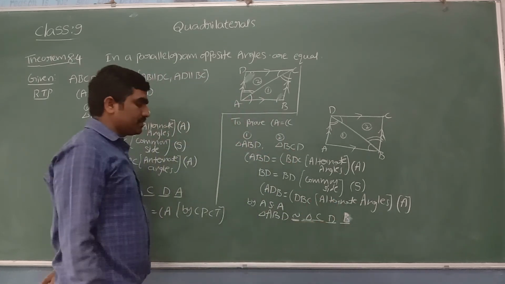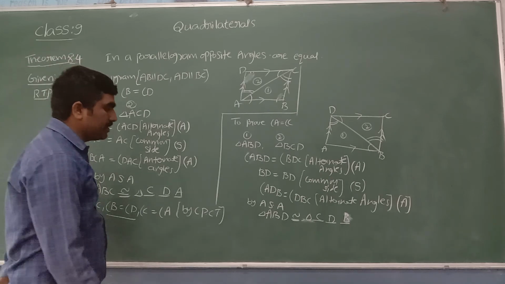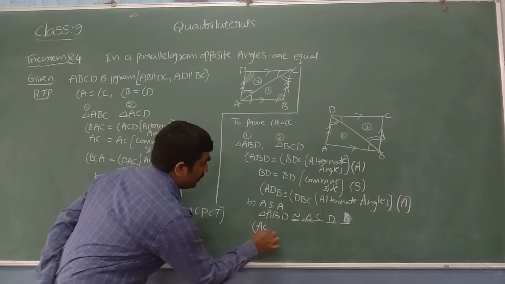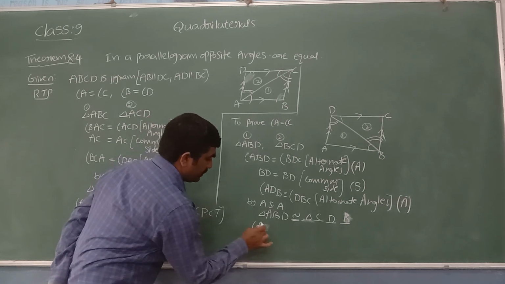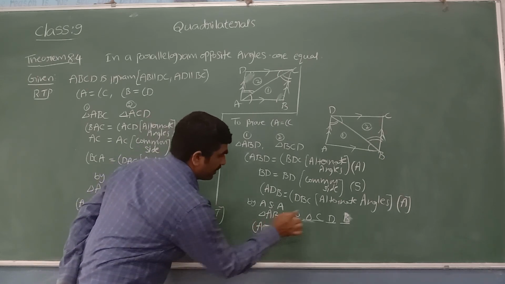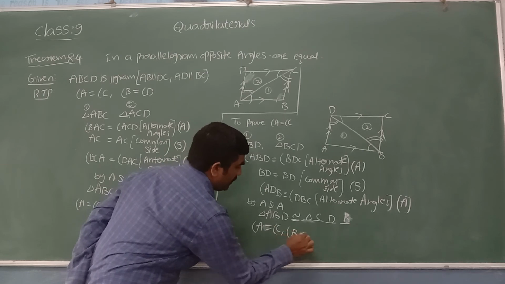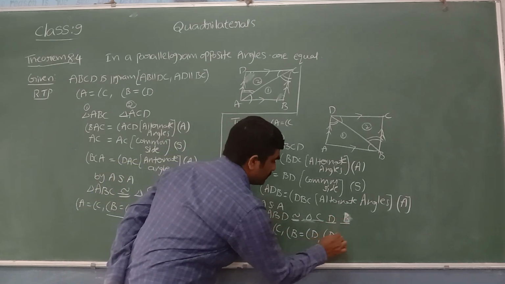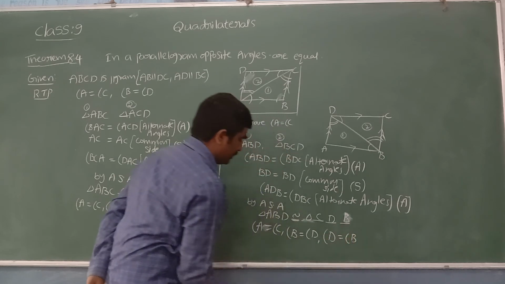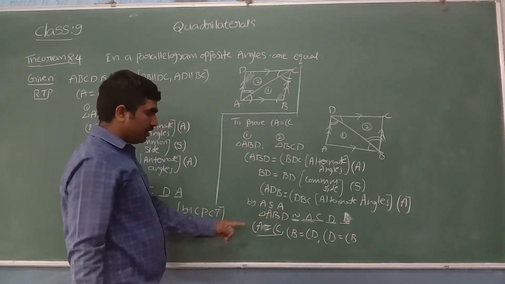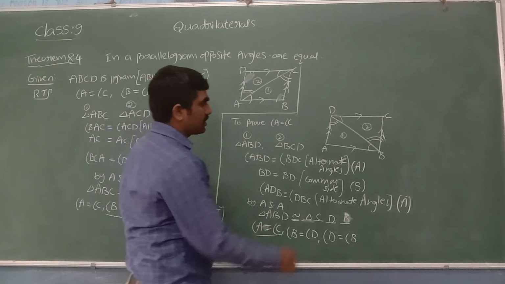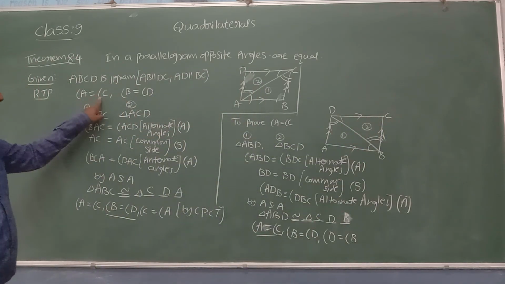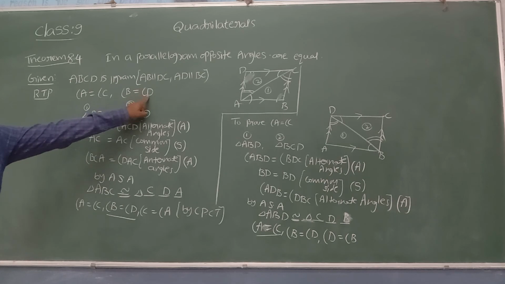After the symbolic form, by CPCT we will take corresponding angles. Angle A equal to angle C. Angle B is equal to angle D. Angle D is equal to angle B. Yes, you can see here A equal to C. From the first triangle, angle A equal to the second triangle's angle C. I got A equal to C. Yes, we proved A equal to C and B equal to D also.